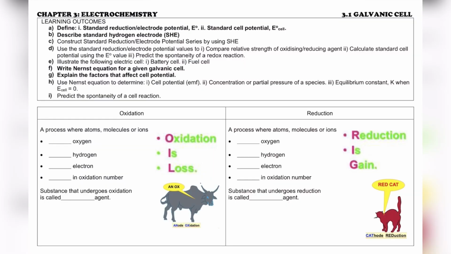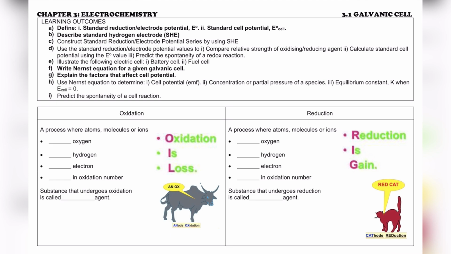So this is the new chapter for electrochemistry. I'm starting with the first subtopic, which is 3.1 Galvanic cell. So in this subtopic, we are going to learn the introduction to electrochemistry. We have the redox reaction. So in redox reaction, we have two main processes. The first one is oxidation and the second one is reduction.